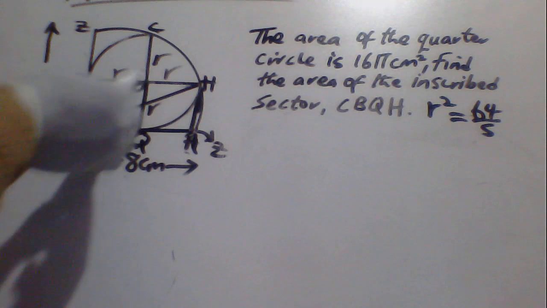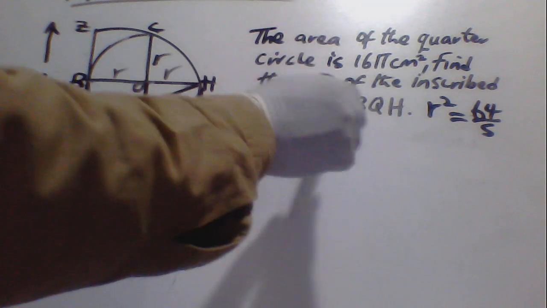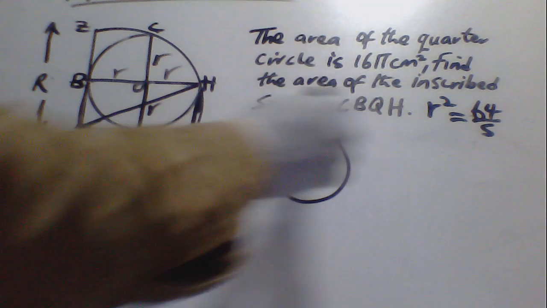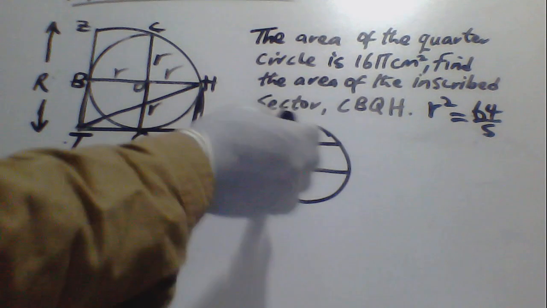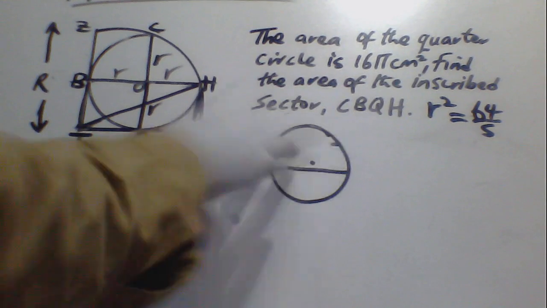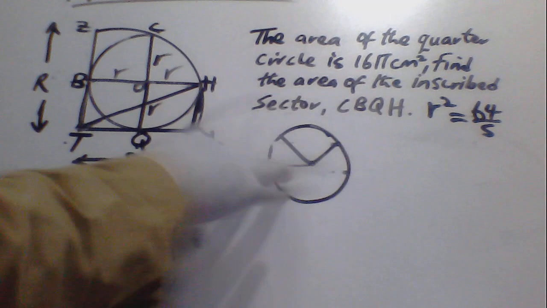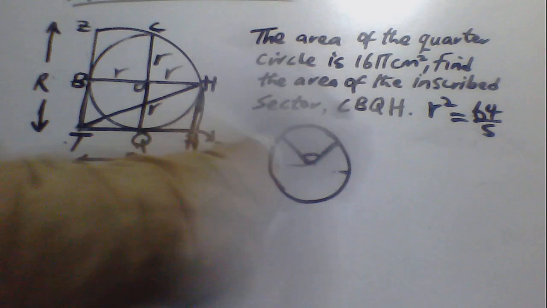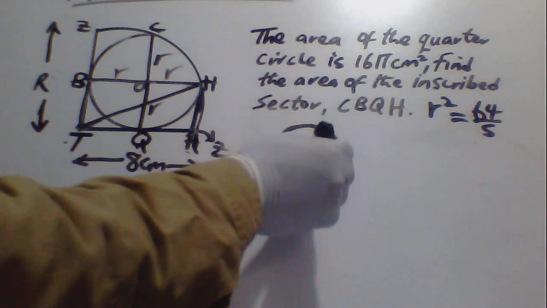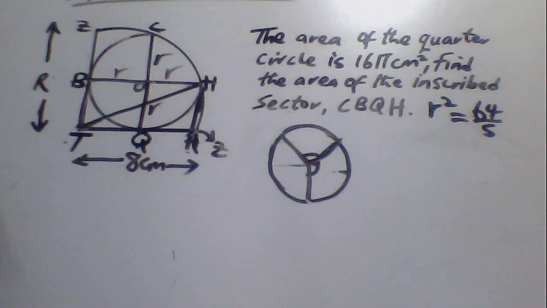You know what is a sector? Some part that is in the circle. A sector of a circle. If this is the center, this is a sector. No, this is an arc. This, if here is the center, this is a sector. This area is a sector. If you draw another line here, this is another sector. So find the area of the inscribed sector.